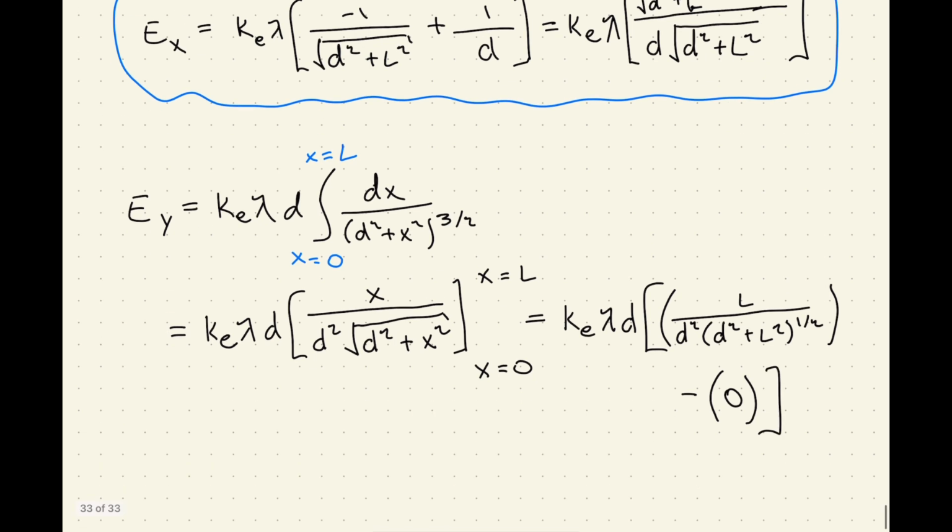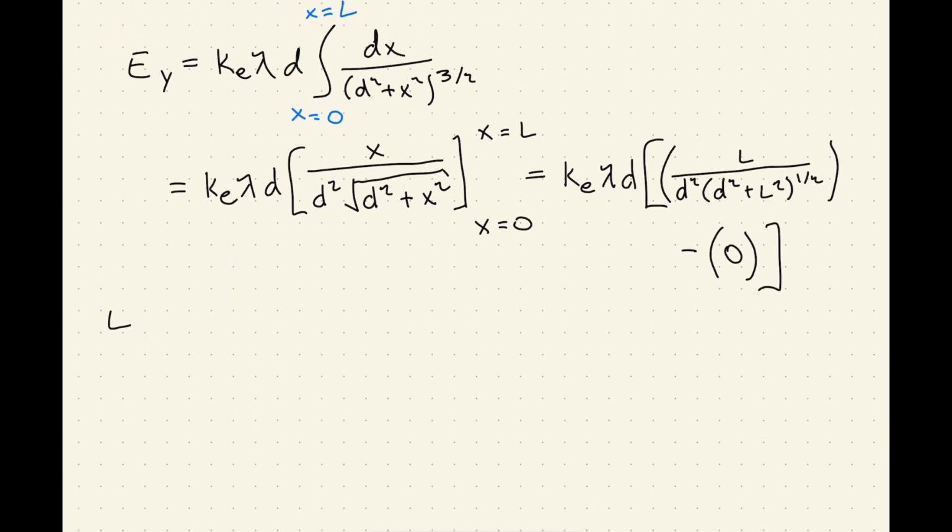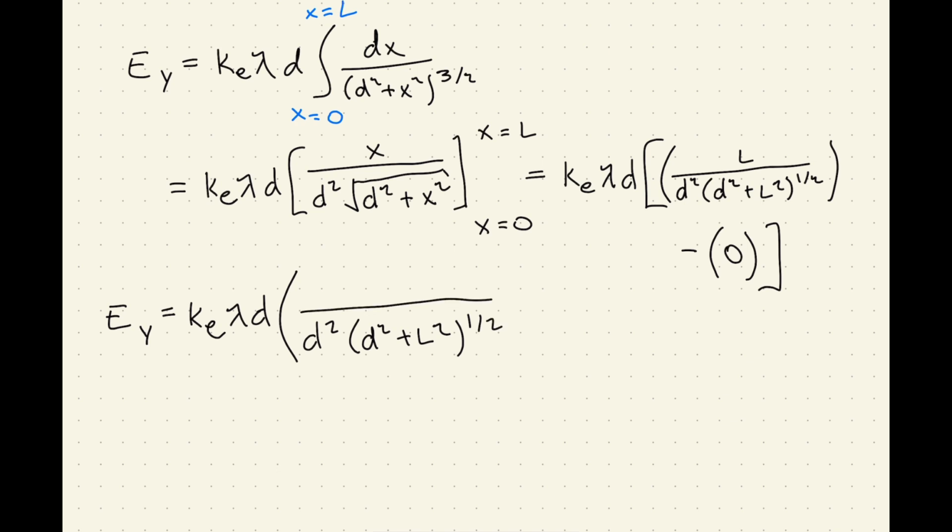And we can simplify the integral like that. So now we get a final answer for E_y. It is k_e lambda d. Don't forget about all those constants following through the whole way. And here we have a big bracket, d squared plus L squared to the 1/2. And then here we have L. And actually, if you want, you can cancel this and this and simplify it a little bit more. So cancel this, cancel this.